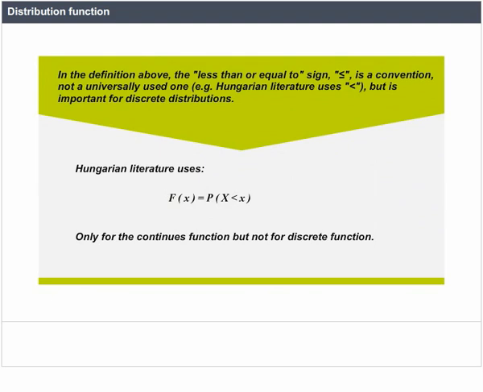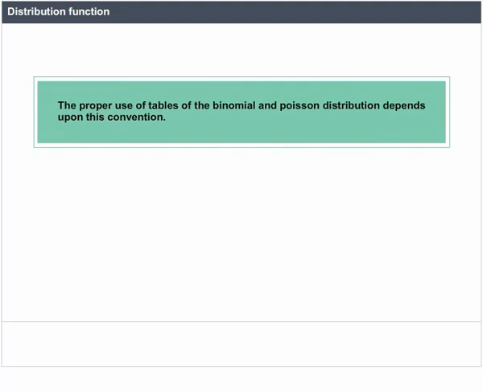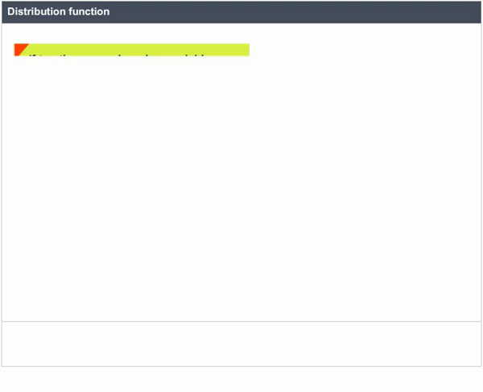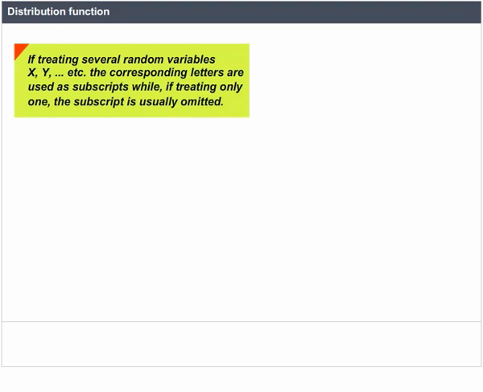Hungarian literature uses F of x equal to probability of x less than x only for the continuous function but not for a discrete function. The proper use of tables of the binomial and Poisson distribution depends upon this convention. Moreover, important formulas like Paul Lévy's inversion formula for the characteristic function also rely on the less than or equal formulation. If treating several random variables x, y, etc., the corresponding letters are used as subscripts, while if treating only one, the subscript is usually omitted.